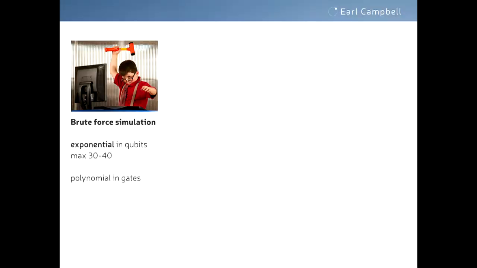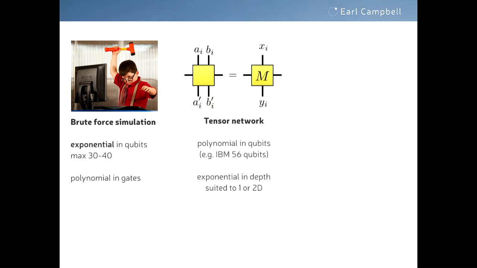Okay, so I'm going to broadly classify all simulators into three categories. The first one is the brute force attempt, where you just write down the whole wave function, and this will get you up to, say, 30, 40 qubits, depending on what your hardware is like. It's going to be exponential in the number of qubits, but polynomial in the number of gates that you're going to apply.